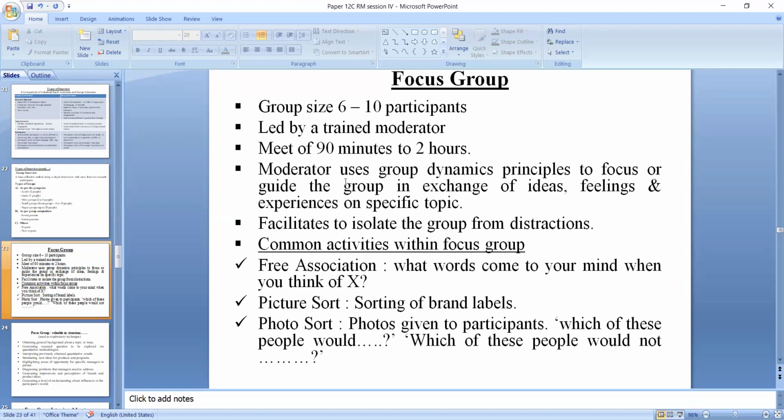So I may trouble also you. Some negative oriented questions I may ask, so that the reality also may come out. This is the way focus group goes. I will give one example.